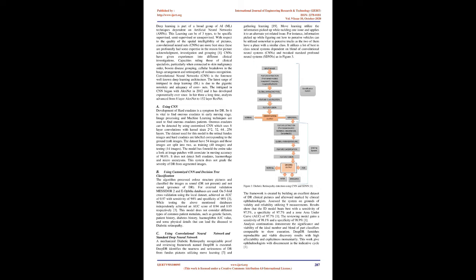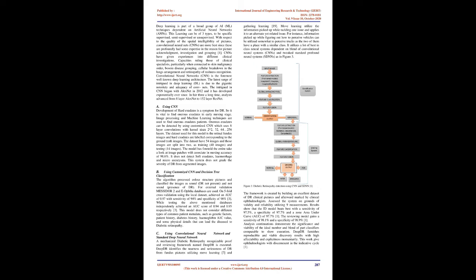On 5-fold cross-validation using the local dataset, it achieved an AUC of 0.97 with sensitivity of 94% and specificity of 98%. While testing the above-mentioned databases independently, it achieved an AUC score of 0.94 and 0.95 respectively. This model does not consider different types of common patient metadata, such as genetic factors, patient history, diabetes history, hemoglobin A1C value, and some physical details that can lead the disease to diabetic retinopathy.